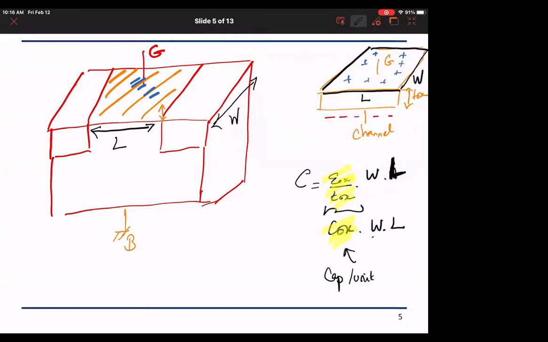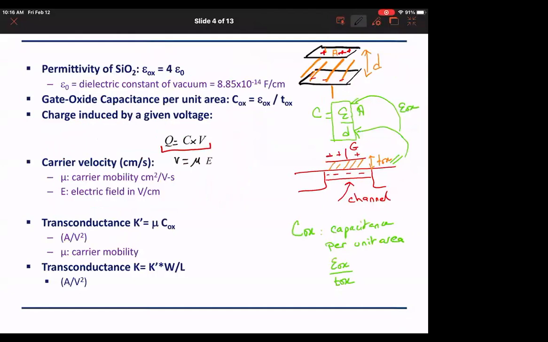Okay, and then for a specific transistor, we multiply it by W times L. So if we go back to the previous slide, we will define Cox. Now we want to know how much charge I have, because depending on how much charge I have in the channel, this charge is going to move and it will be responsible for my current. So Q equals C times V, and V is basically the overdrive voltage that is applied through the gate. So the charge induced is C times V, and this V is coming from the overdrive.